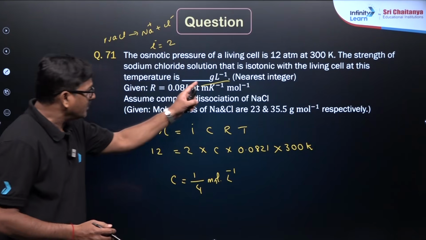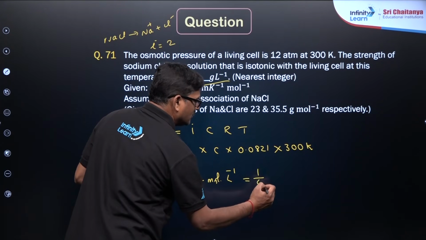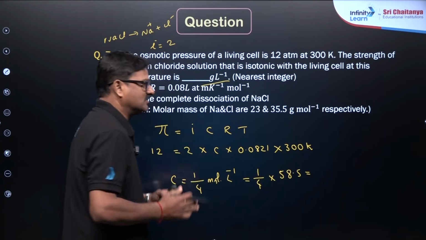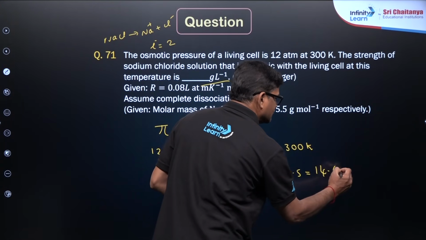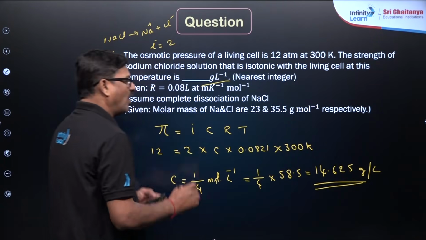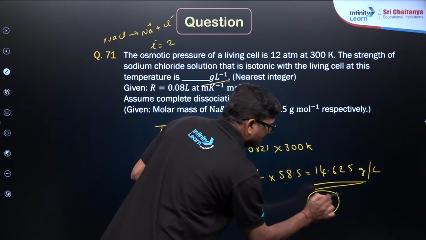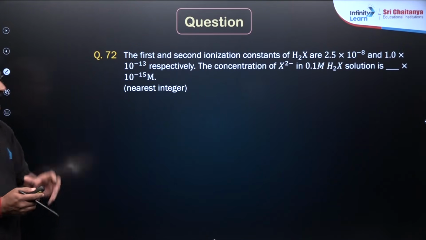So it is converted into gram per liter, it is going to be 1/4 into 58.5, and it comes to 14.625 gram per liter. So on approximation, the answer is supposed to be 15, which is the correct answer for this question. Children, here is another question.